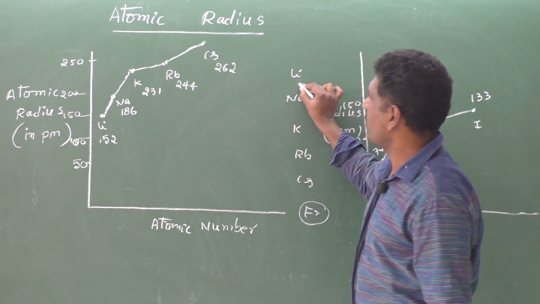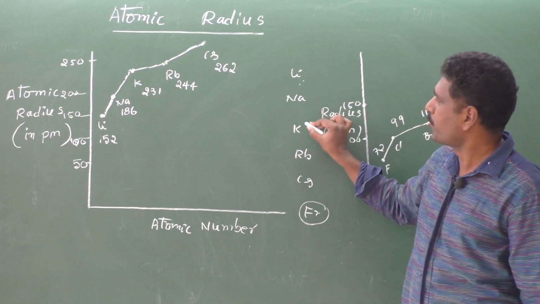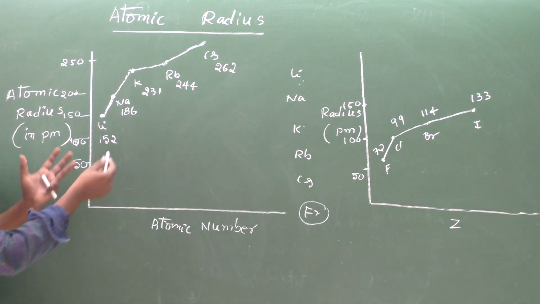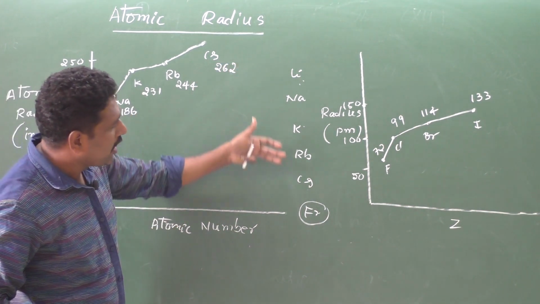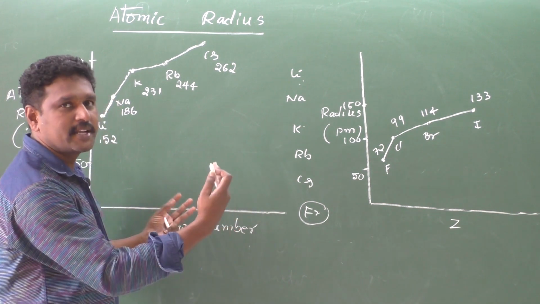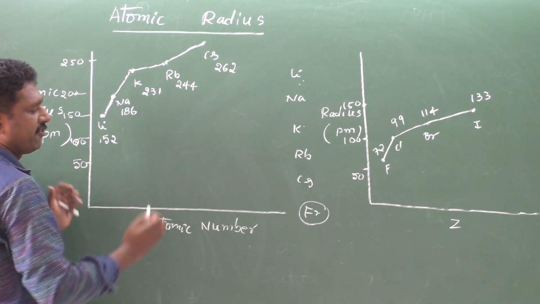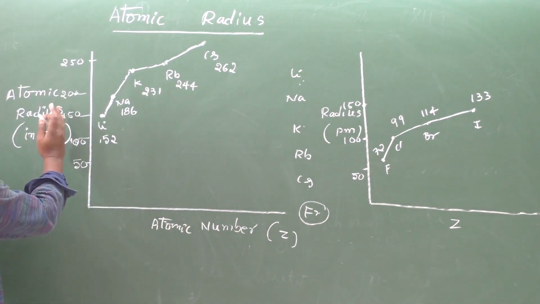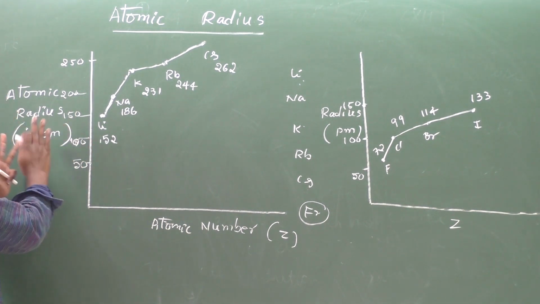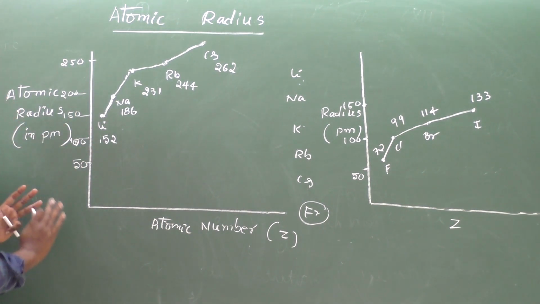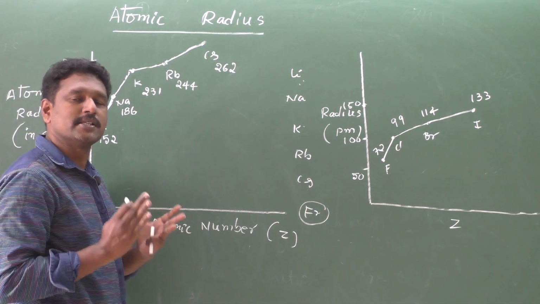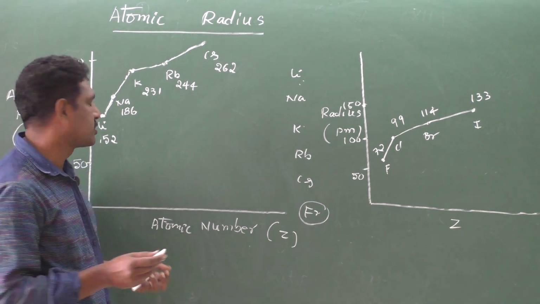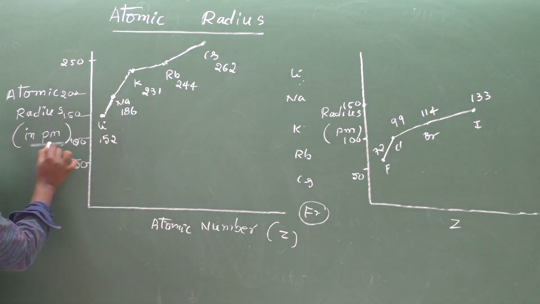So, in the case of first A group elements, lithium, sodium, potassium, rubidium, cesium, what happened here? Atomic radius gradually increases. How it increases, we will explain with the help of a graph. We are taking atomic number on one axis and atomic radius on the other axis. Atomic radius is measured in picometers, nanometers, and angstroms. Here we are taking the measurement in picometers.